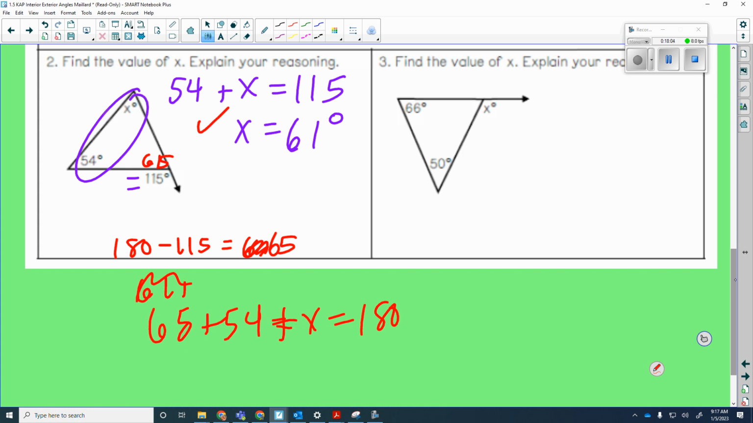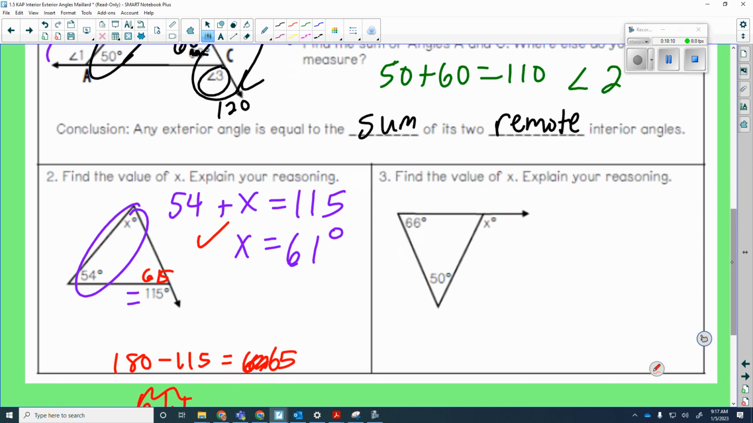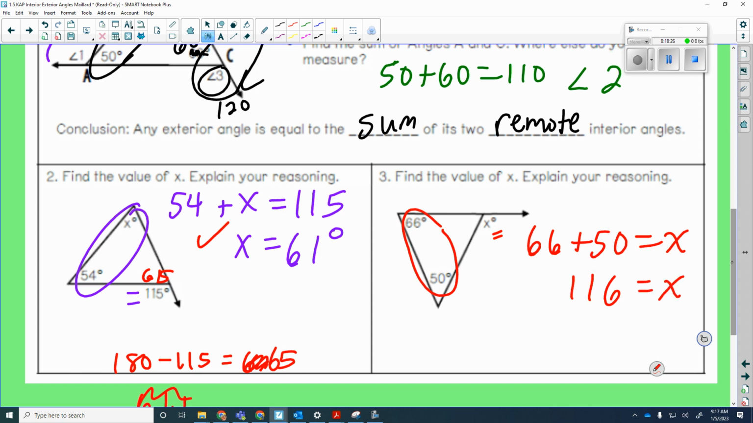You can still get there, but I just want to show you that doing it this way makes your life faster. That's all. Okay? So how about this one on number 3? Yeah, it's the sum of these two equals that one out there. So just 66 plus 50. That's it, 116 degrees. Easy, right? I think so.